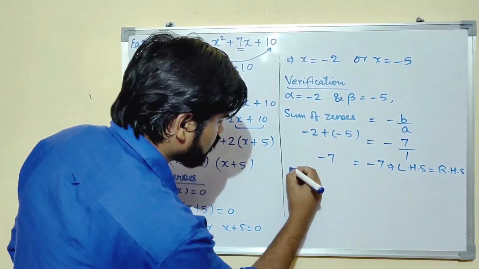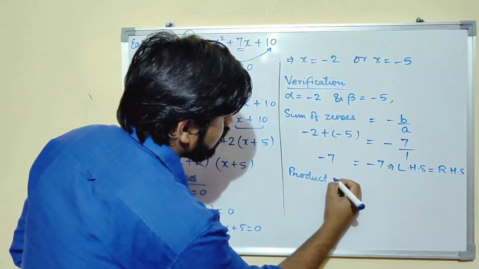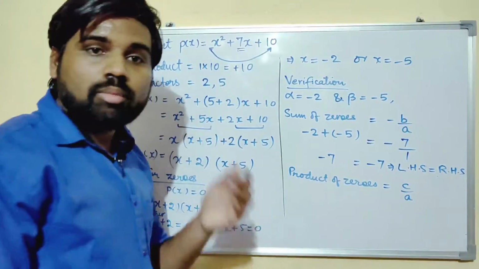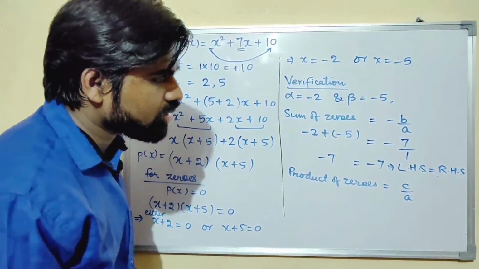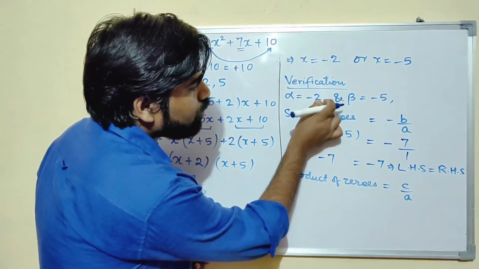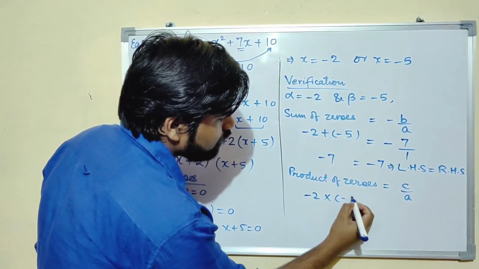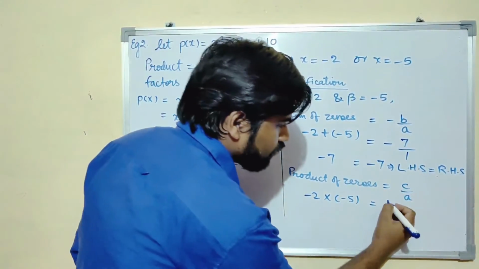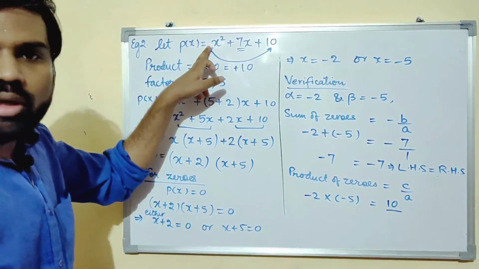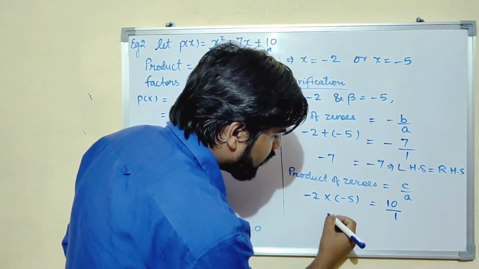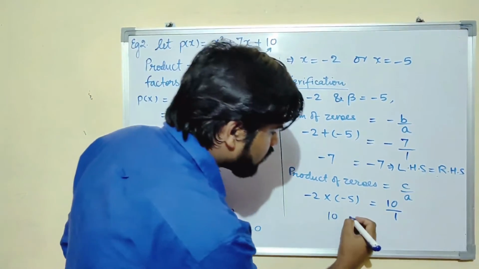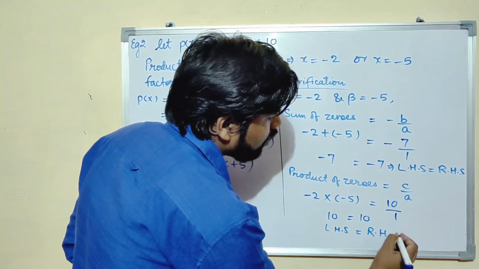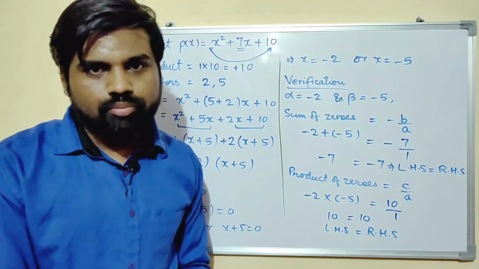Now let us see the product of zeros. Product of zeros equals c upon a, right? Do remember the formulas. What is the product? Minus 2 into minus 5 equals c, the value of c is 10, upon the value of a is 1. You will see that the left hand side is 10 and the right hand side is 10. That means LHS equals RHS. That means we have verified the relationship which we have discovered.